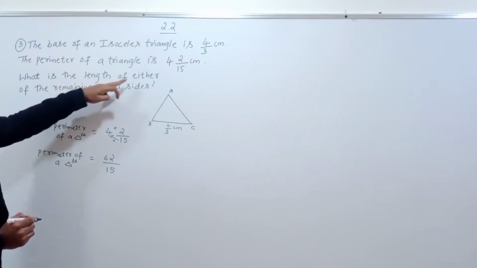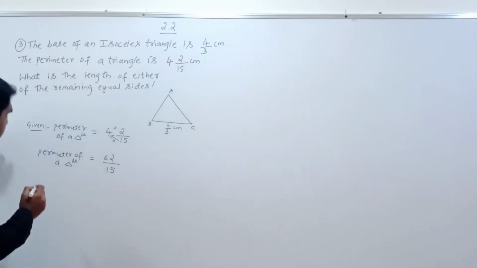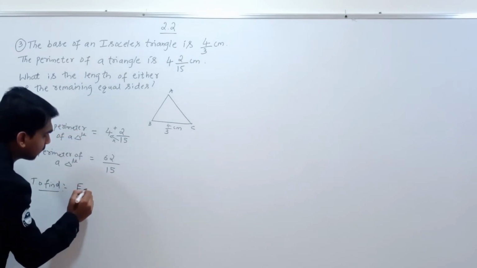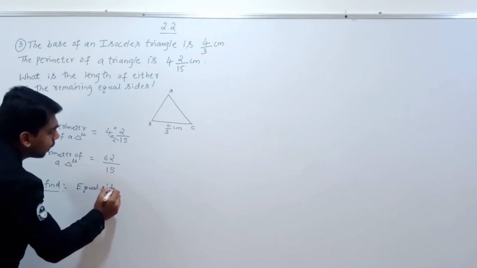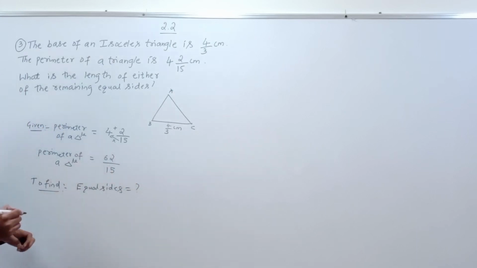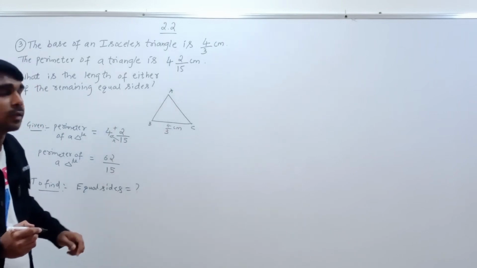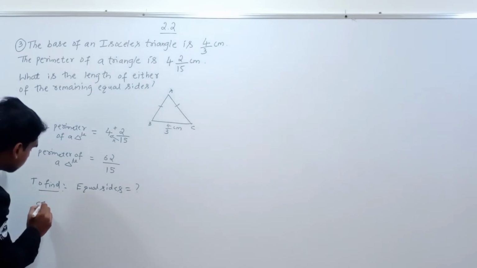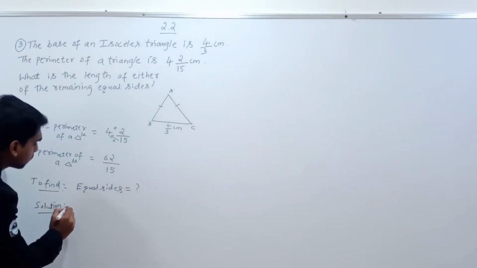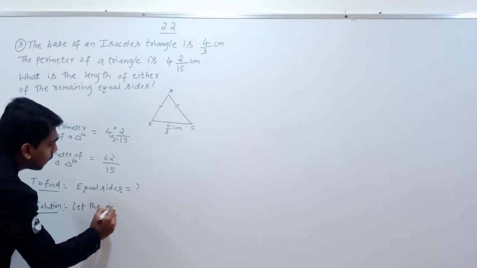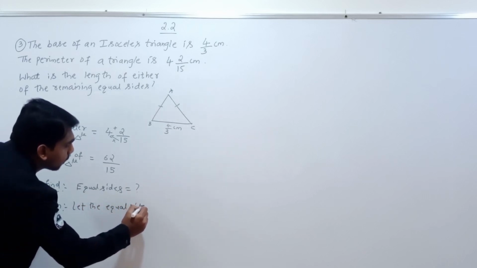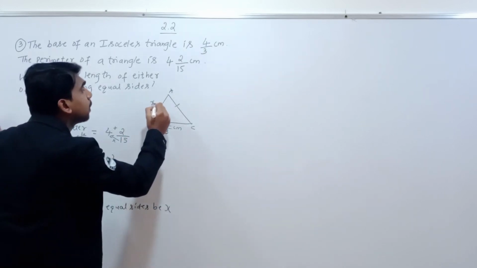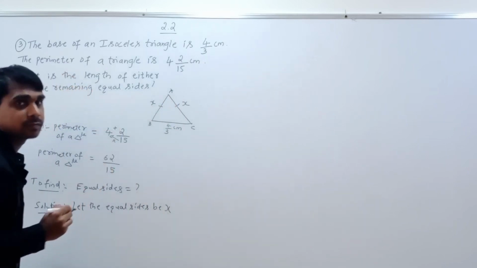Now, what is the length of either of the remaining equal sides? They ask us to find the equal sides. Equal sides is equal to question mark. Since it is an isosceles triangle, two sides will be equal. Now, solution. Let the equal sides be x. This will be x and this will also be x.